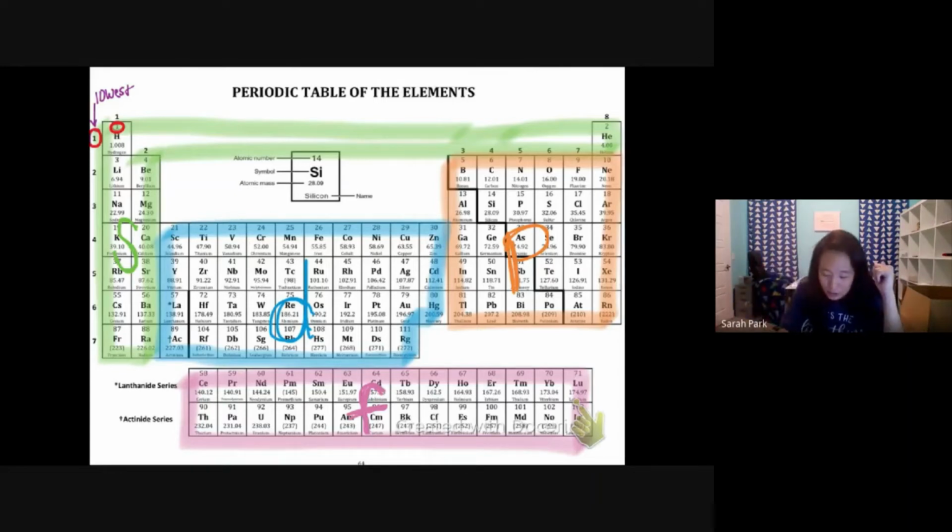Now, electron number 2 is here. Where does electron 2 live? Well, electron 2 still lives on energy level what?